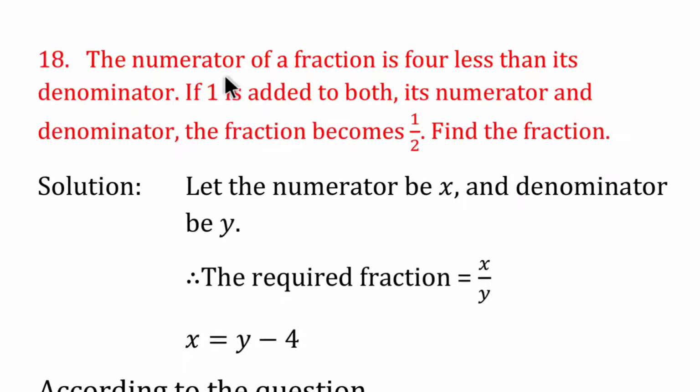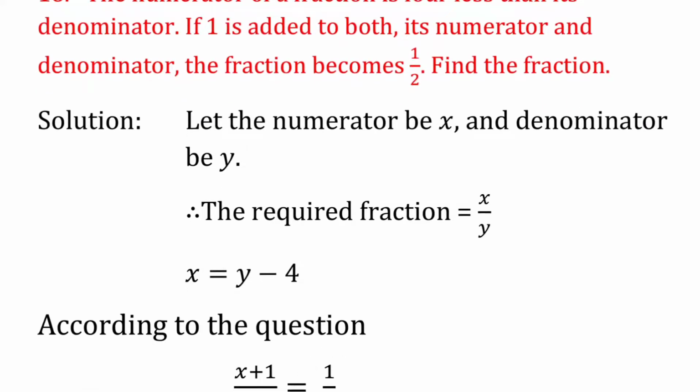Now, the numerator of a fraction is 4 less than its denominator. So numerator is 4 less. That means numerator is less than denominator. So if numerator is x, then it will be equal to denominator which is greater than the numerator. If you subtract 4 from denominator which is greater than x, then it will be equal to the numerator x. So x will be equal to y minus 4.